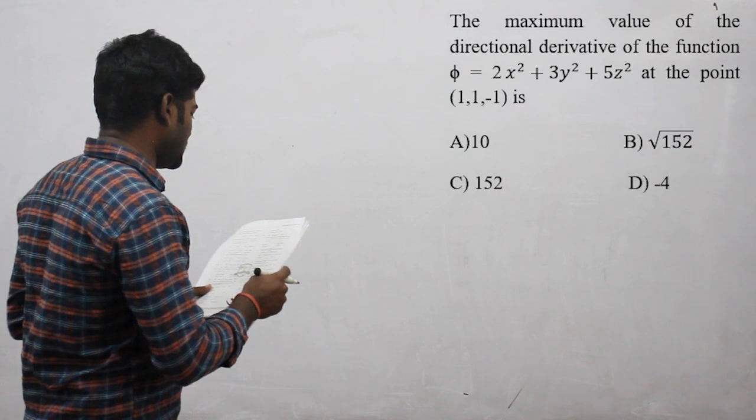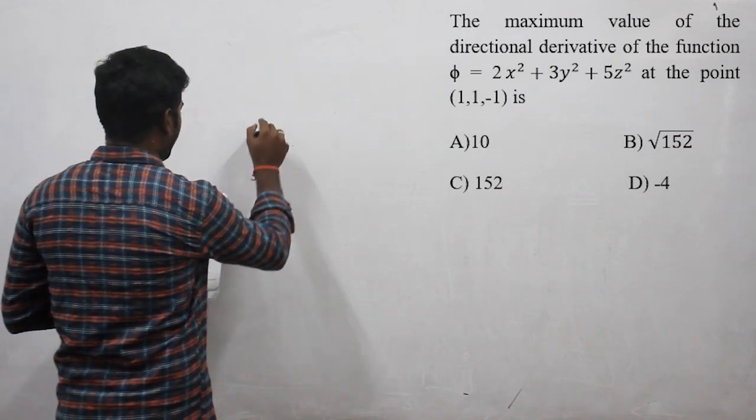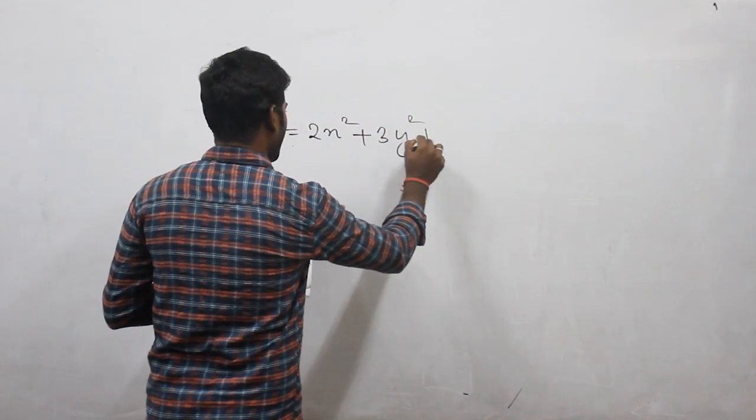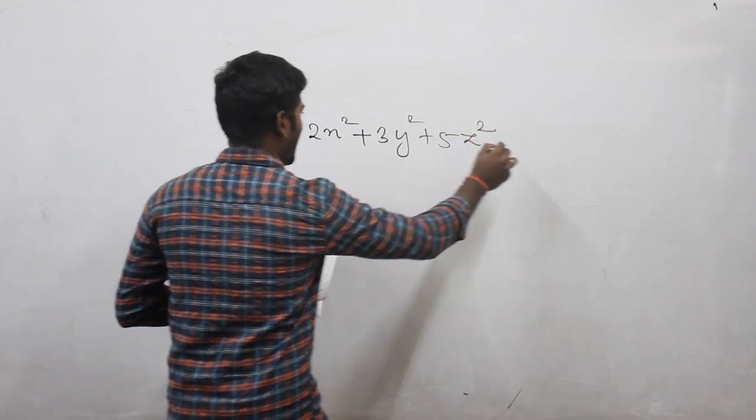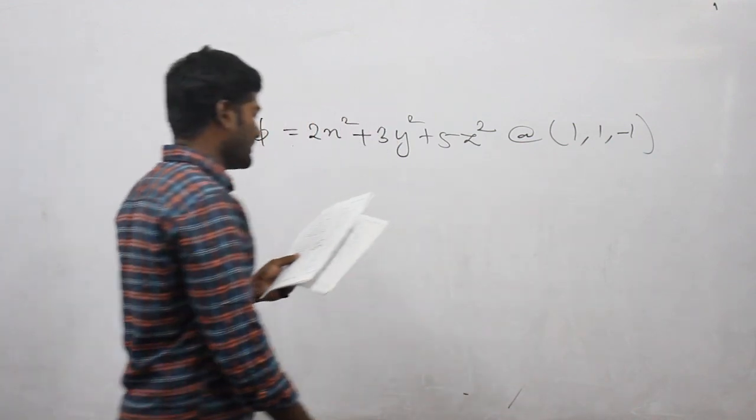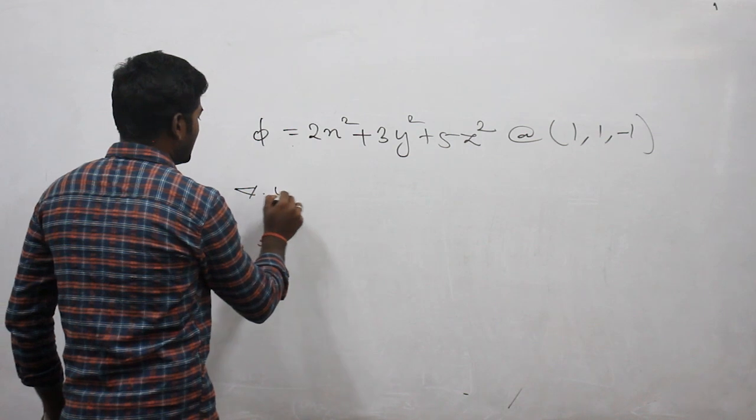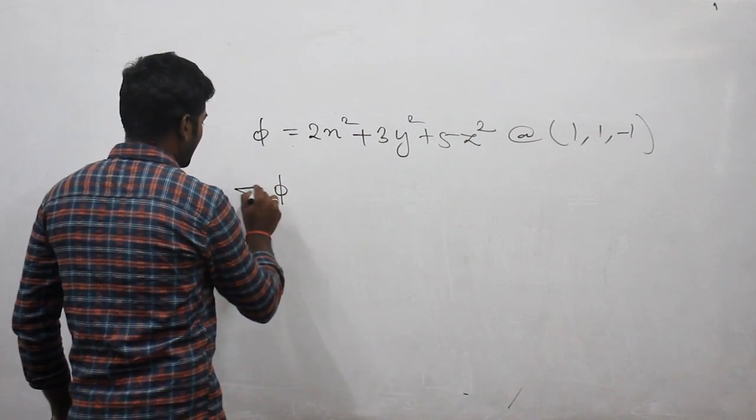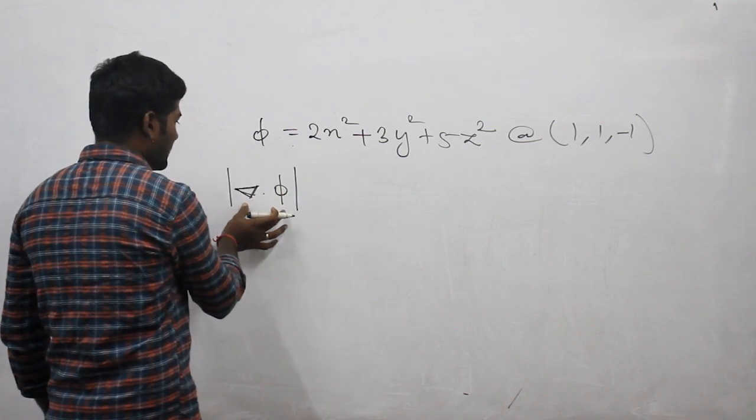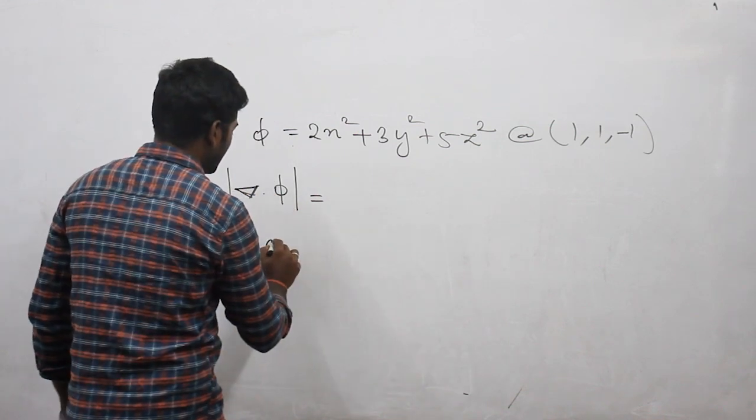Solution for 13th question, the maximum value of directional derivative of function phi equal to 2x square plus 3y square plus 5z square at point 1 comma 1 comma minus 1. They are asking the maximum value of directional derivative. Maximum value of directional derivative means modulus of gradient of phi, right? First take gradient of phi.